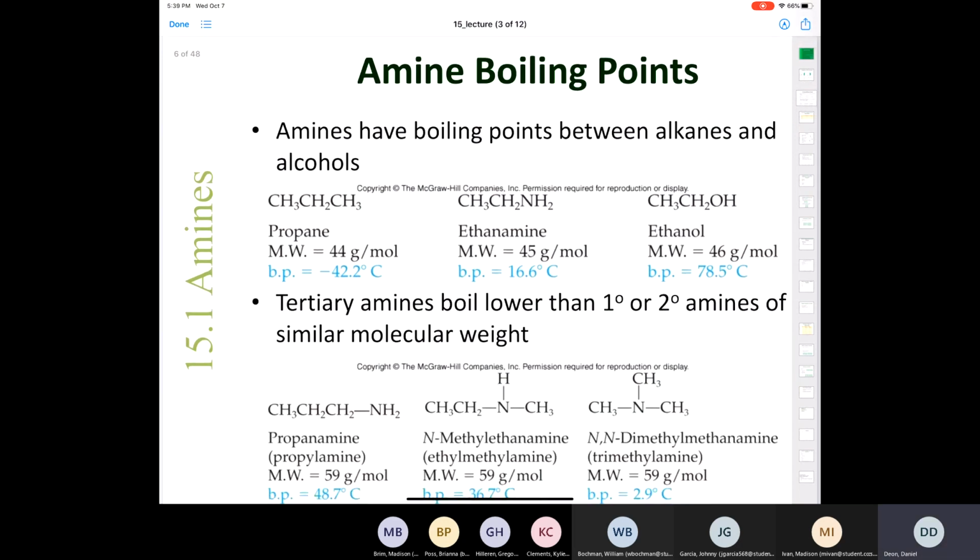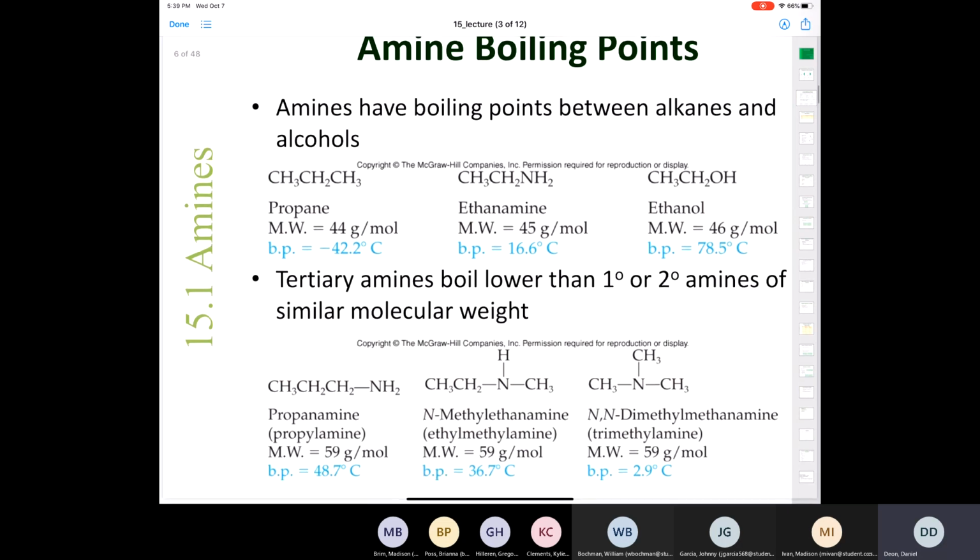What about the boiling points of amines? We've talked about boiling points of lots of different compounds in this class. And we talked about intermolecular forces like London forces, dipole forces, and hydrogen bonding. But where do the amines stack up? Well, if we look at this slide here, it tells us that the amines have boiling points somewhere between that of an alkane and an alcohol.